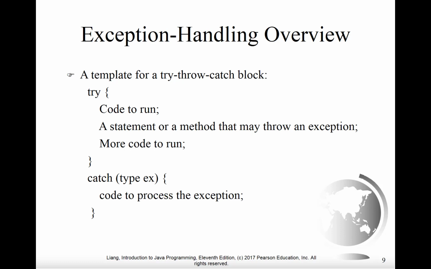It could be directly in the try block, or it could be a method that gets called from within the try block. And in any case, someplace an exception could occur, and when it does, we abort the rest of the code. In this case, that's the part that says more code to run at the bottom of the try block. That more code to run is only going to get executed when there's no exception. If an exception occurs, it will occur in the middle line of this template where it says a statement or method that may throw an exception. And once that happens, you never do the more code to run. You bail out, you abort the rest of the try block, and you move on to the catch block in that case.